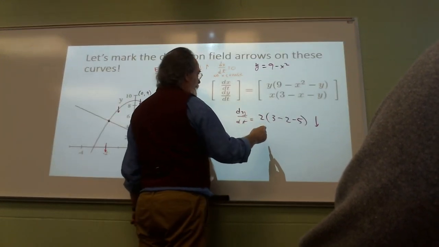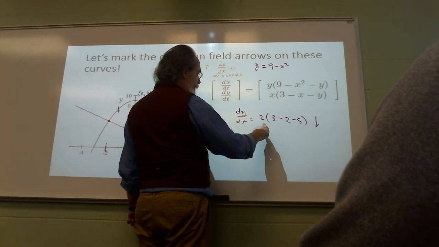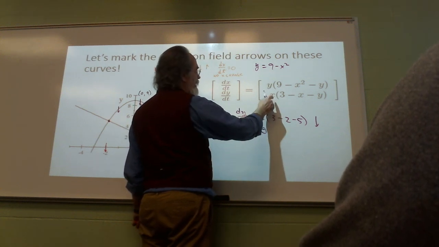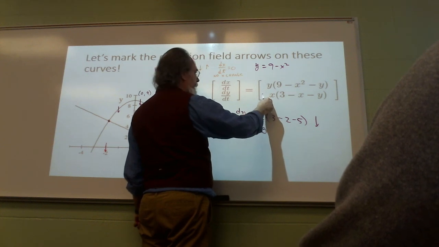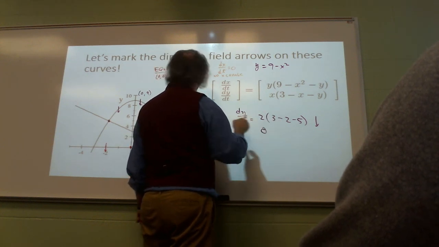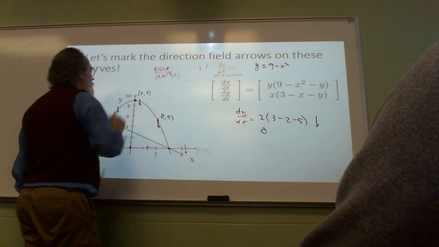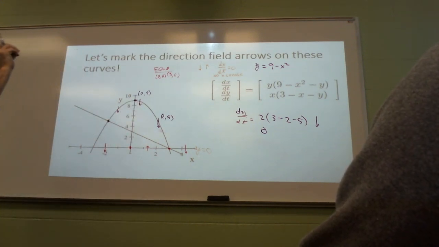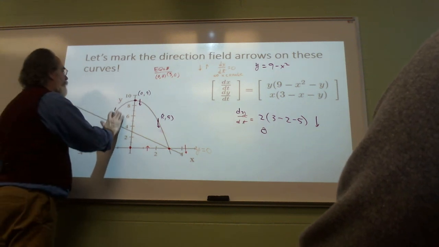Oh, I'm getting dy/dt equals 0, because x is 0. (0, 9) makes dy/dt 0 because of the x equals 0. So that's an equilibrium. I got an equilibrium there. I bet this arrow goes up.